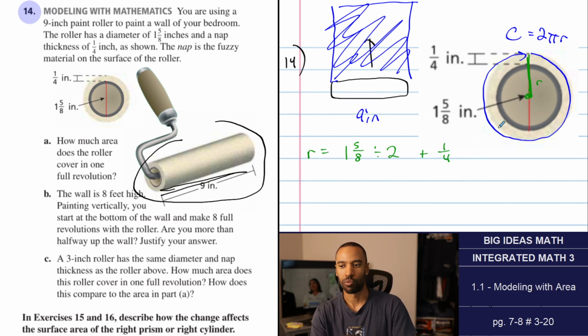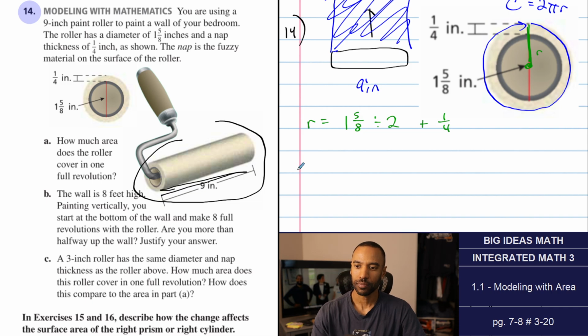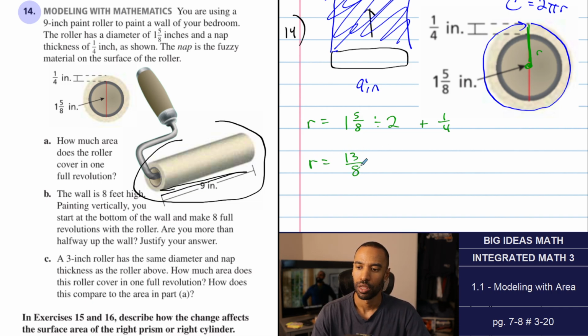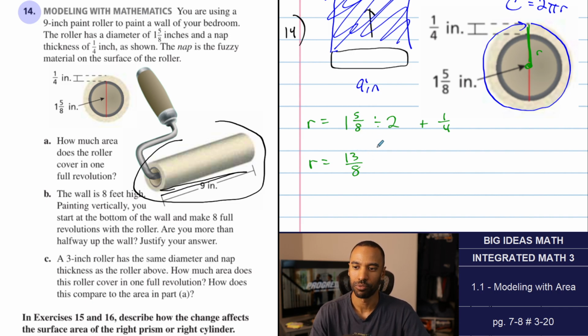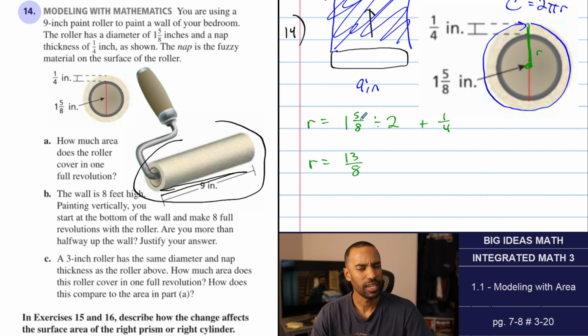Now there are easier ways I can write that, and I'm going to do that right now. 1 5/8 is also 13/8. Okay, I'm not going to state why. If you don't know, try and work that out. You could use a calculator, right? You use decimals. I imagine for these, we're going to do a little bit of fraction work for now.